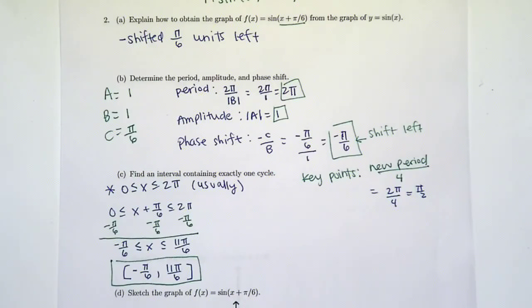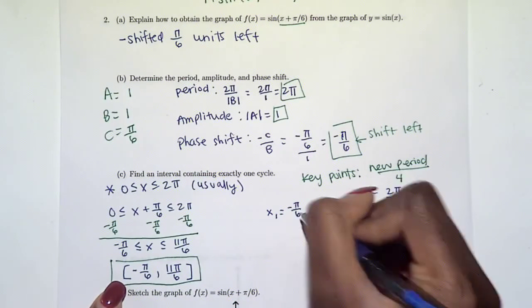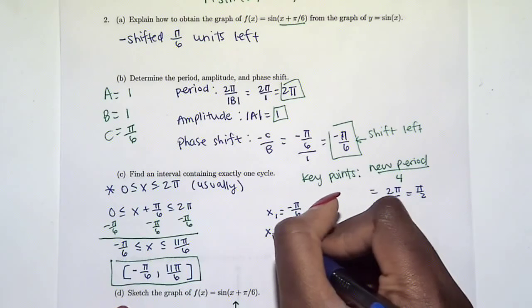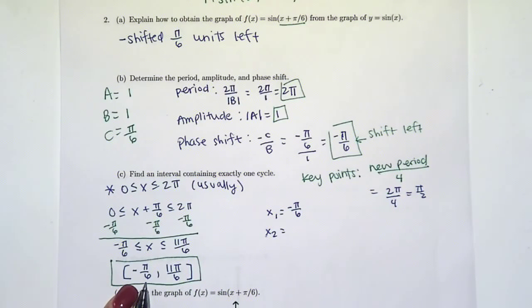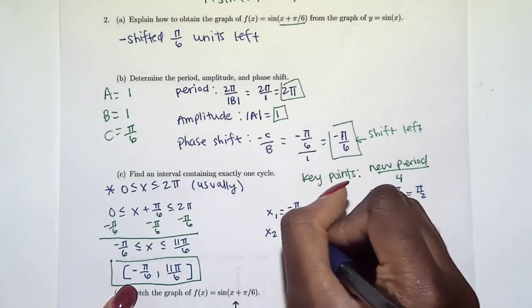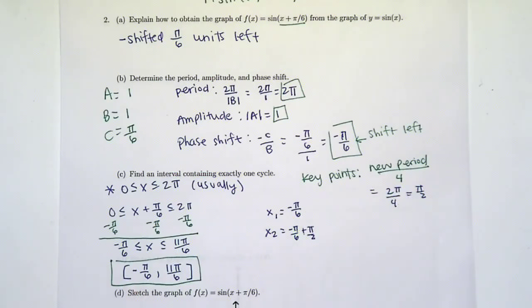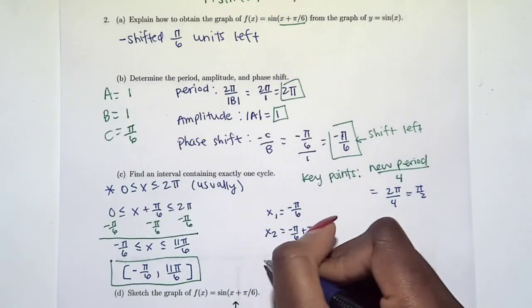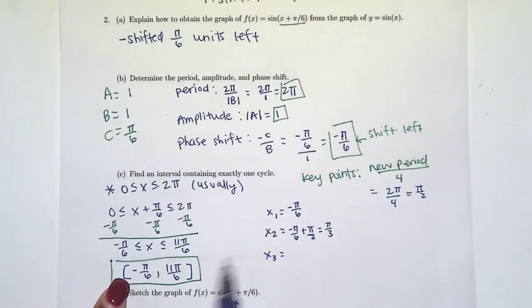Let's talk about how we're going to do it. We want our period to be this interval from negative pi over 6 to 11 pi over 6. That's still a space of 2 pi units. It's just shifted. So our first x value we're going to use is going to be the first endpoint. That's our first key point. Our second key point is going to be negative pi over 6 plus pi over 2. We would need to get a common denominator to be able to add these two. I have pre-added, it's pi over 3. So we started here, we moved to pi over 3.